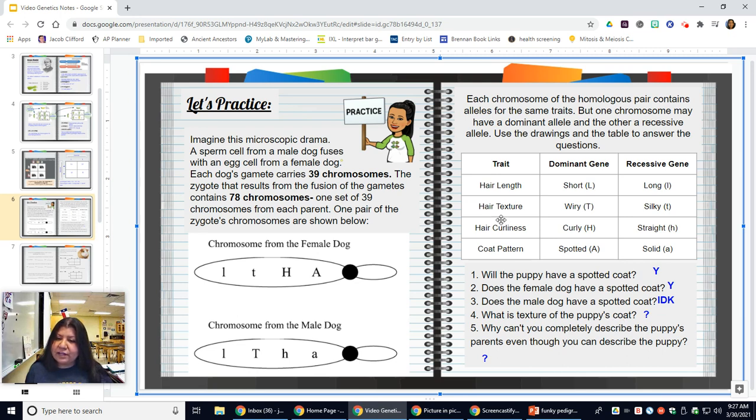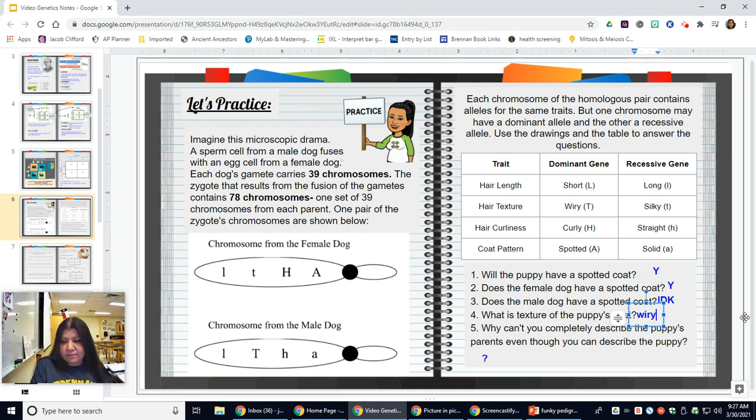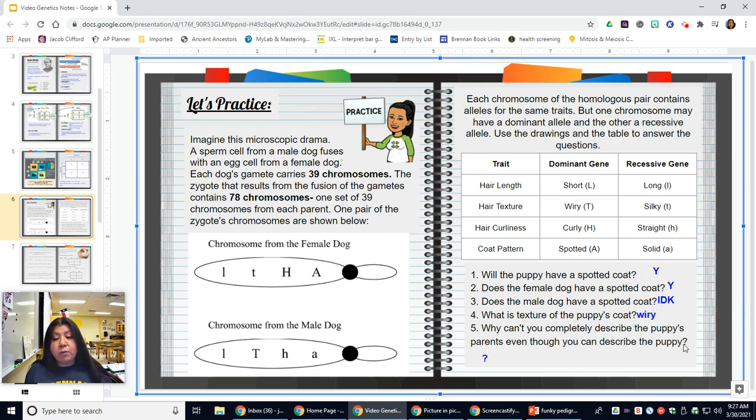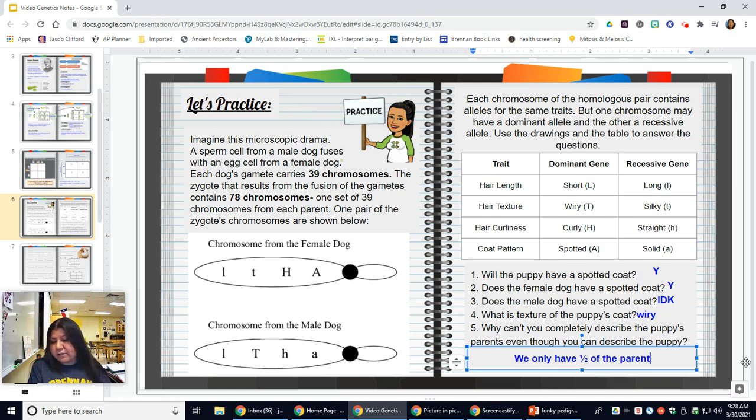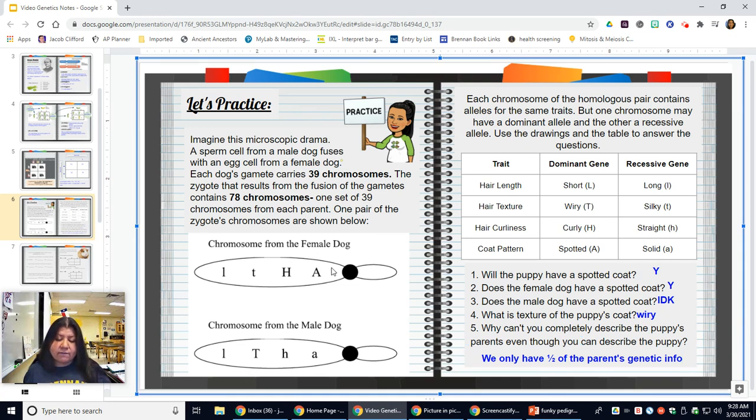So what's the texture of the puppy's coat? If I look at hair texture, I can see wiry is big T, silky is little t. So I see I have a little t from the female dog and a big T from the male dog. So we have at least one big T here. So we know that the puppy's coat is wiry. Why can't you completely describe the puppy's parents even though you can describe the puppy? We only have half of the parent's genetic info. We have the puppy's full genetic information, but for the parents, we only have half.